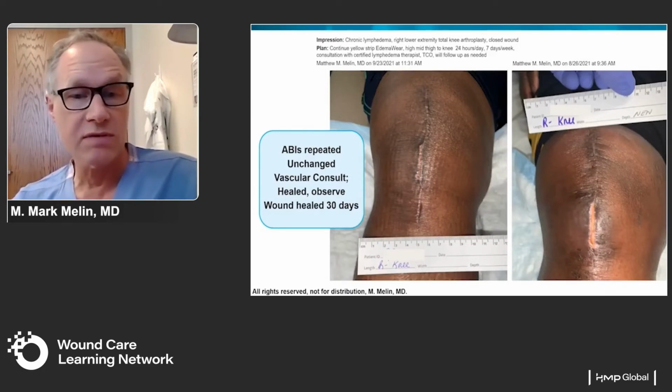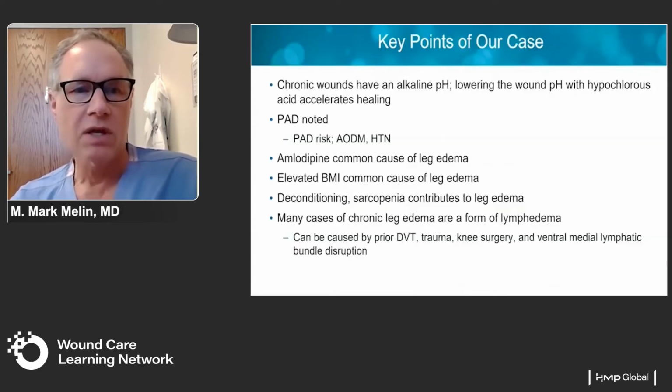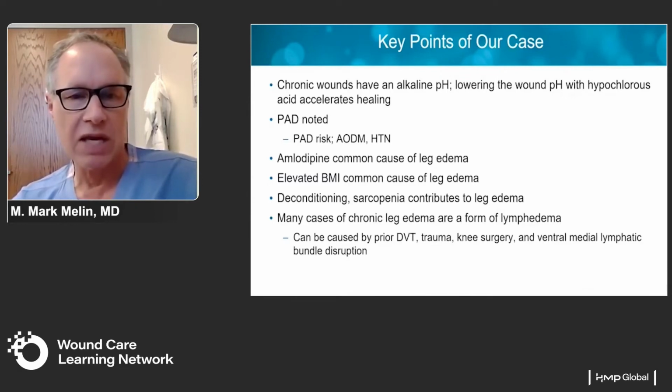Now, to decrease the recidivism rate, this is where we started using ceramides over the incision and making sure that we got the patient with a certified lymphedema therapist and continued maximizing lymphatic function. So key points are chronic wounds have an alkaline pH. We want to lower that wound pH. Don't miss the diagnosis of peripheral arterial disease. Stop amlodipine, Norvasc, as it's a very common cause of leg edema in the wounded patient.